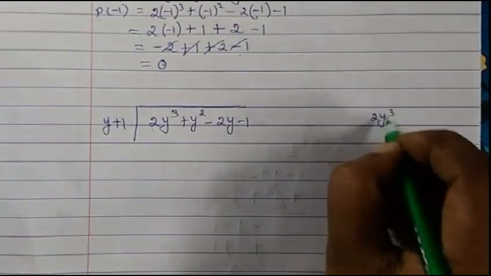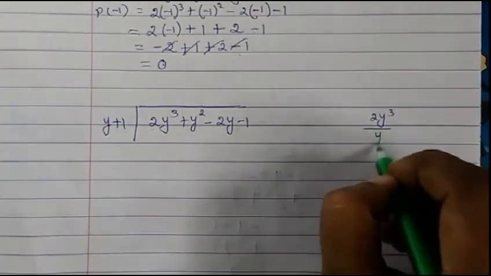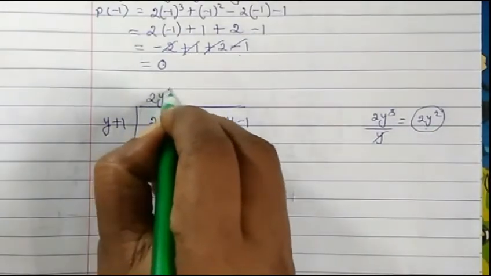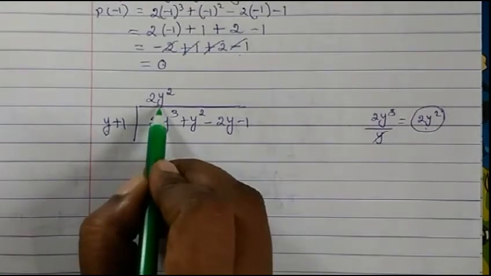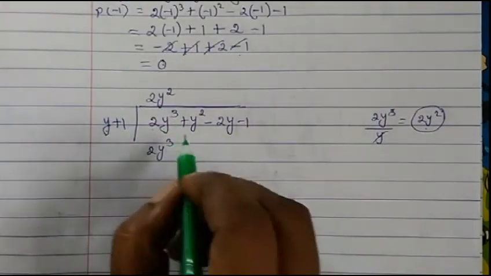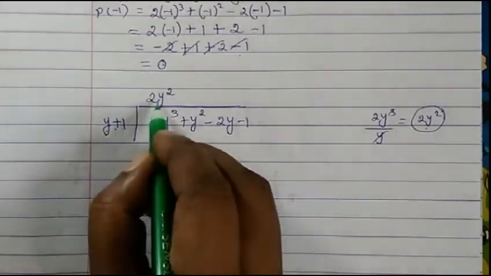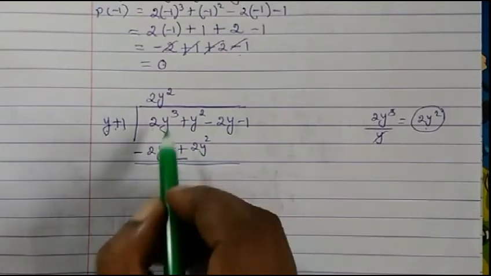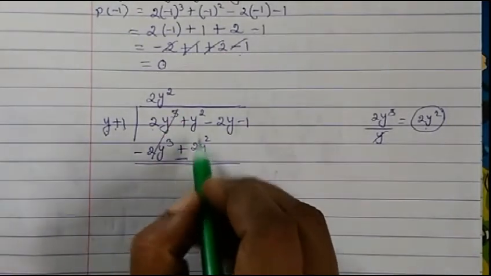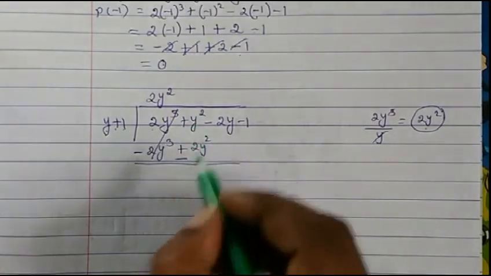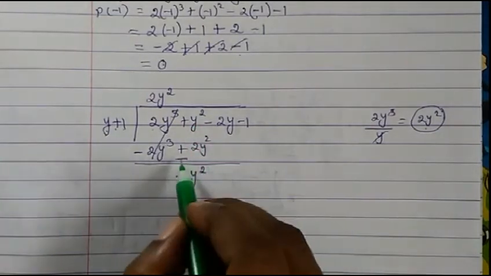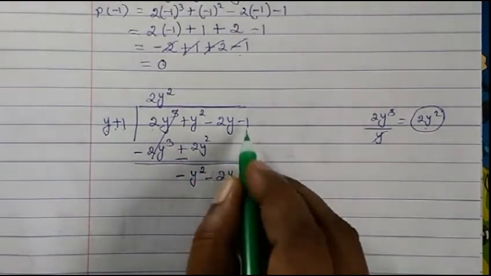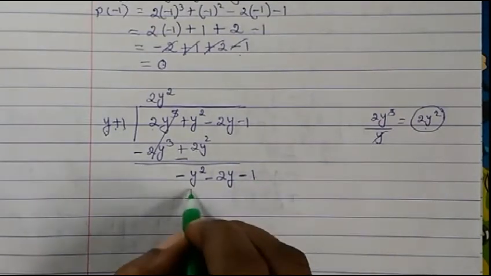We'll take the first term, that is 2y cube divided by y. So y gets cancelled and we will have 2y square. That we will write down in the quotient. Now we multiply y into 2y square, we get 2y cube, then plus 1 into 2y square, we get 2y square. Now change the sign, so this will get cancelled. Then minus 2y square and plus 1y square, so we will get minus y square, because the bigger number's sign is minus. Now this minus 2y will come down, minus 1 also will come down.